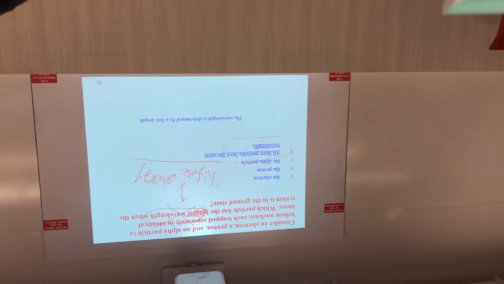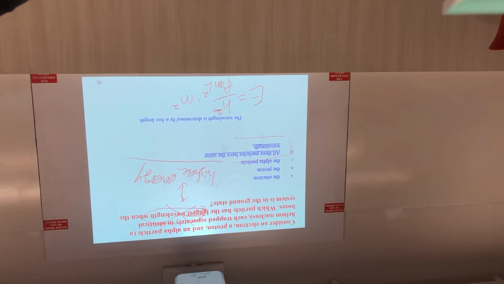So, what's the energy equation? You can actually use your list of formulas. I also don't memorize this, so let me have a look at this list of formulas. Our energy in the box is described as n squared h squared over 8 m L squared. So this is the energy of the particle in the box.